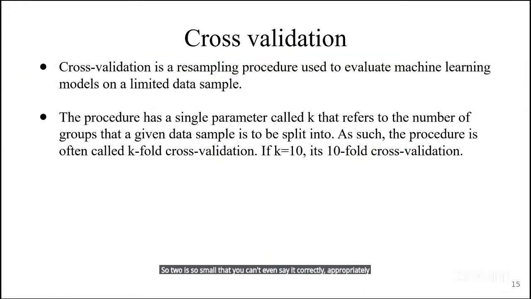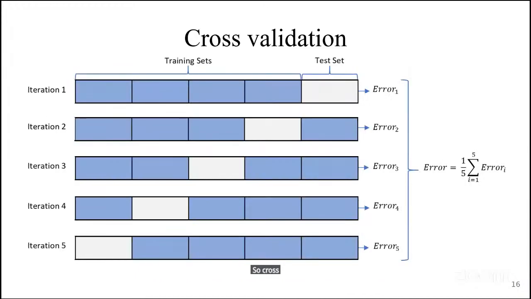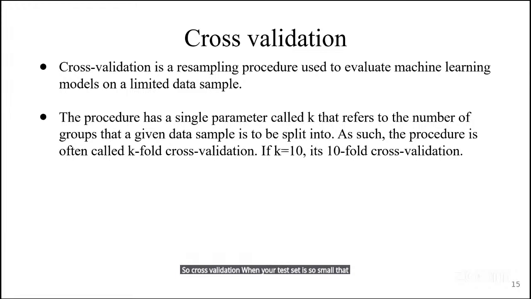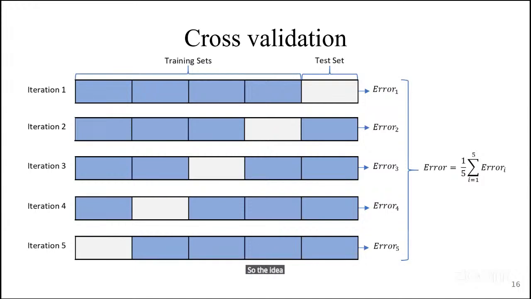So what we do in such a case is we use the idea of cross validation. When your test set is so small that you cannot actually measure your model complexity or model error properly, you use cross validation there. So the idea is very simple. Let's go to the idea itself.